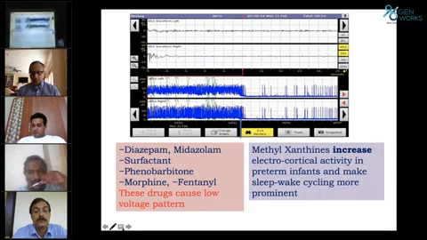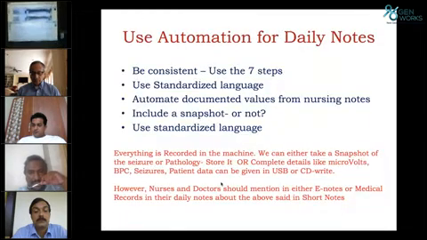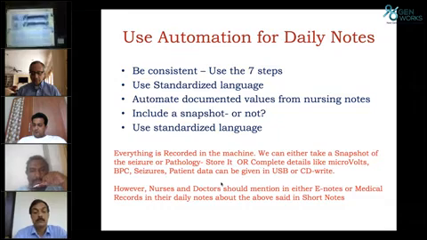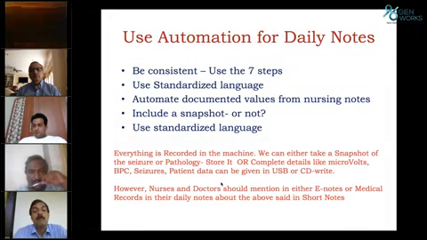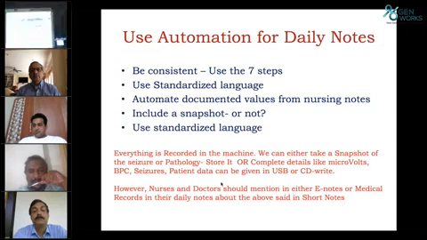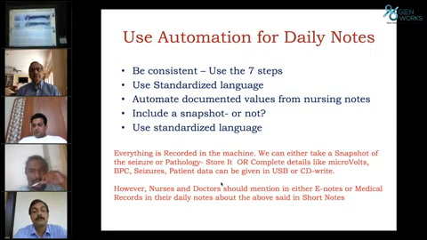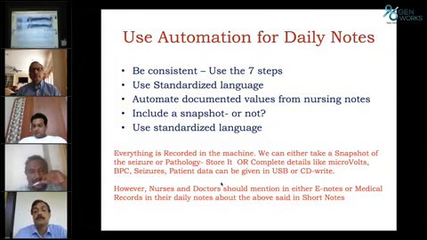Even if we are giving some medication, the same thing applies. Use documentation for daily notes, like the 7 steps that the sir told, such as cyclicity, that pattern, and seizure activity. So this should be noted either in our case sheet, or we take a snapshot, or we add it in some electronic monitoring system. So these 7 steps should be noted, I think, in every shift, or whenever there are some changes in the tracings. Next slides.